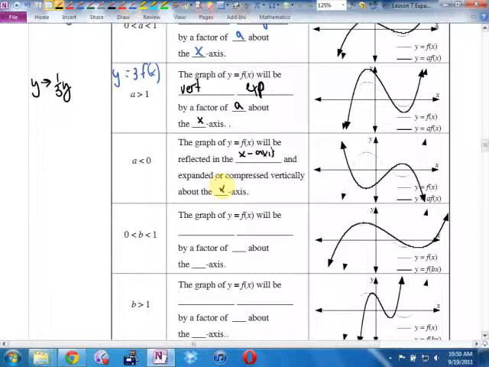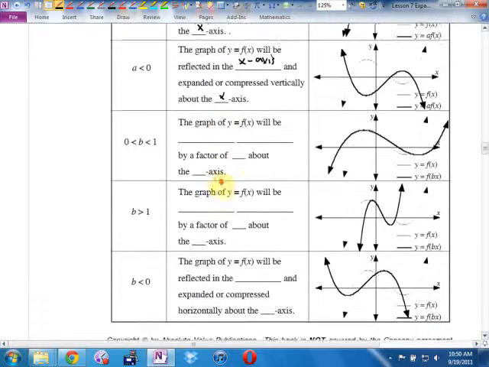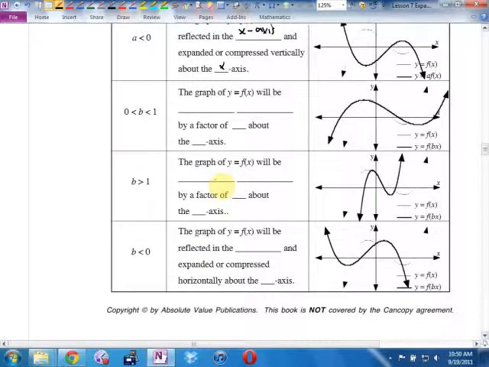Hey, let's look at x's. If we replace f of x, if we put a b there, that's a fraction. For example, y equals f of 1/2 x, where we've replaced x with 1/2 x. Vertical or horizontal? How do I know instantly? Horizontal. Everything's backwards. Putting a 1/2 x would mean expansion by a factor of 2.